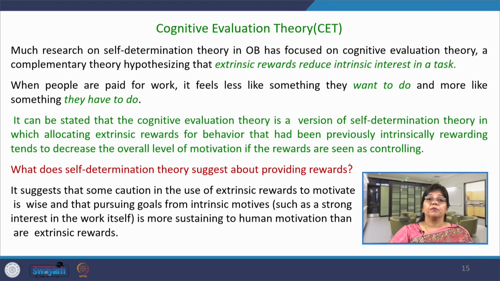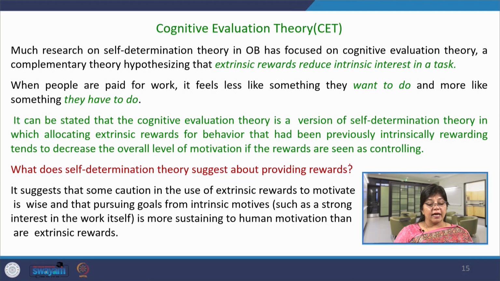So, according to cognitive evaluation theory, this is a contemporary theory hypothesizing that extrinsic rewards reduce intrinsic interest in a task. If we go back to Prerna's example, when she was working as a volunteer, she was enjoying her task more, and it was found that as soon as she was being paid for it, her motivation level went down. Similarly, in cognitive evaluation theory, it can be stated that when people are paid for work, it feels less like something they want to do, rather it is something that they have to do. So, there is more control when they are being paid and less control when they are doing it on their own.